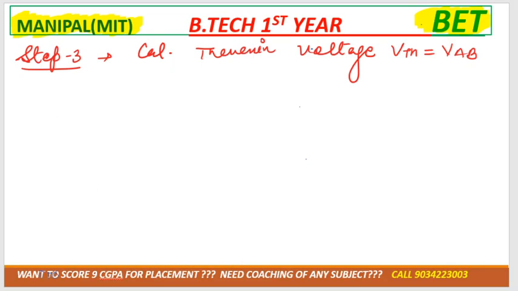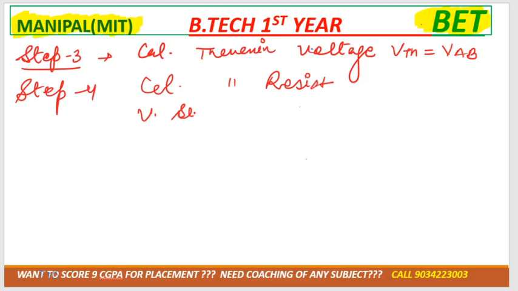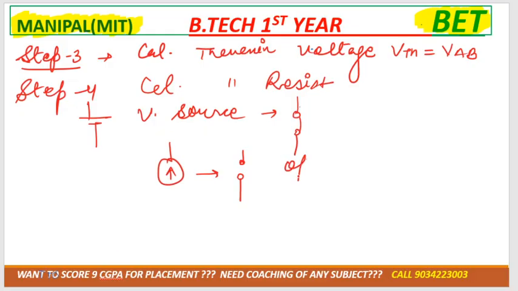Now after that what we need to do, step number 4. In step number 4 we need to calculate Thevenin resistance, and in Thevenin resistance, the voltage source must be short circuited. Voltage source is just like a battery, and if there is a current source then that must be open circuit. That you need to remember.